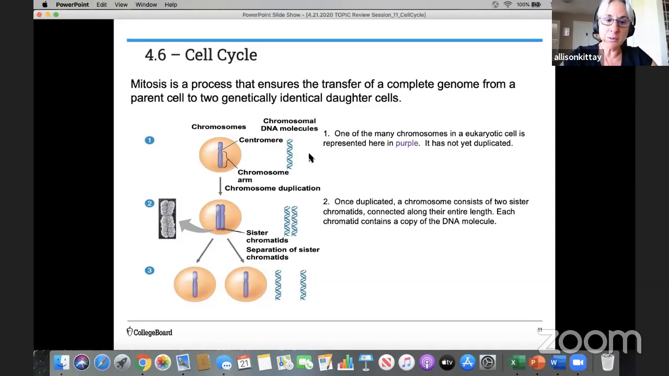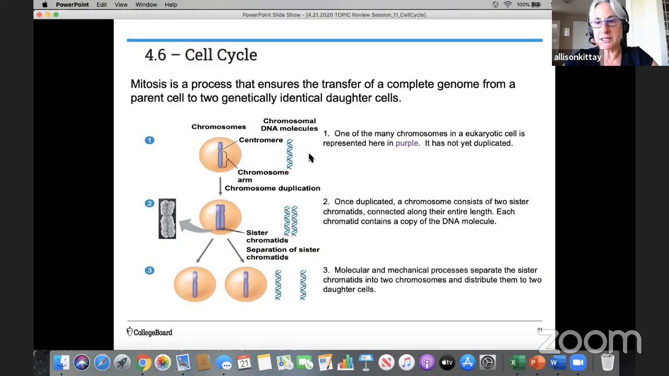So then the chromosome is going to duplicate, and that occurs in the S phase of interphase of the cell cycle. Once duplicated, a chromosome consists of two chromatids. They are connected along their entire length, and each chromatid contains a copy of the DNA molecule. Finally, you can see that through molecular and mechanical processes that we'll go over in a minute, the sister chromatids are separated into two chromosomes and distributed into two daughter cells. And these are genetically identical. The DNA copy is identical, and so those two new cells are exact copies.